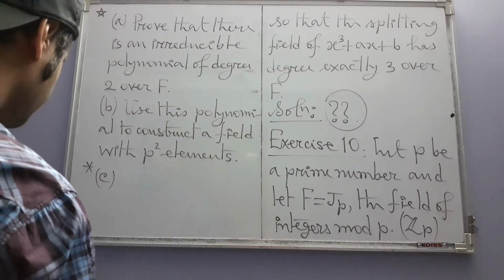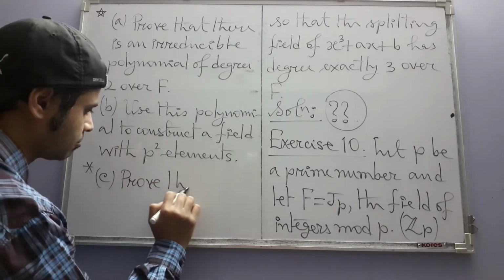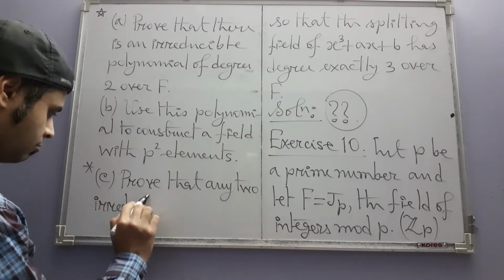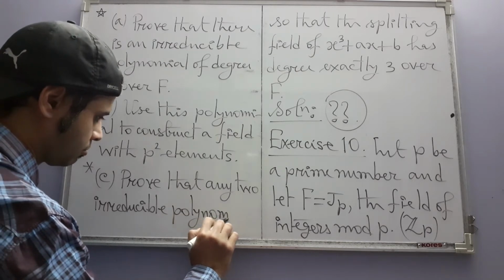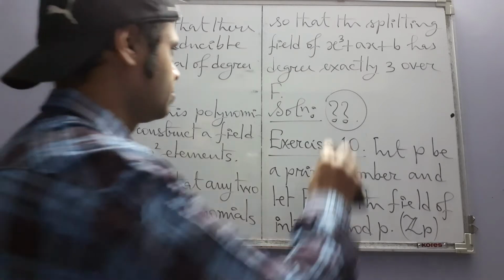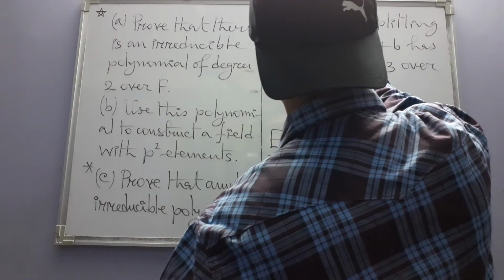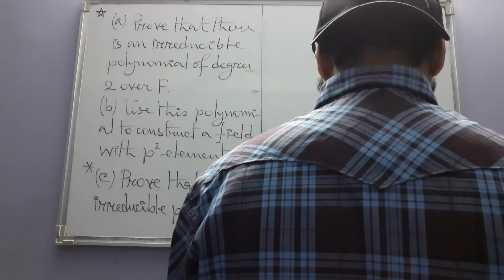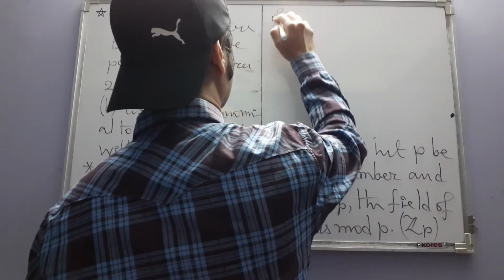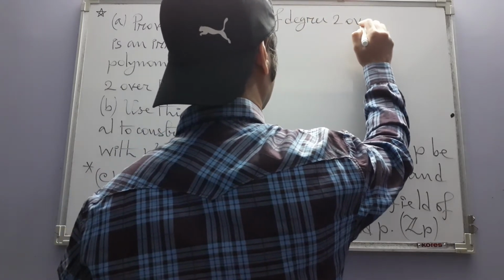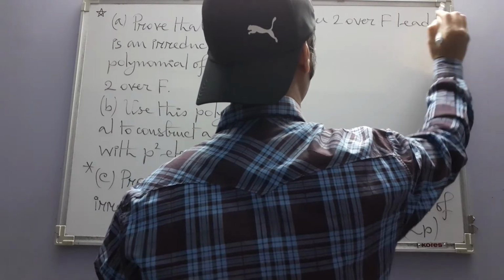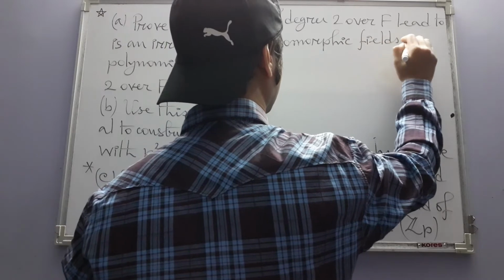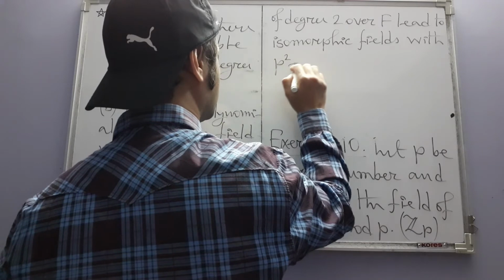Prove that any two irreducible polynomials of degree 2 over F lead to isomorphic fields with p square elements.